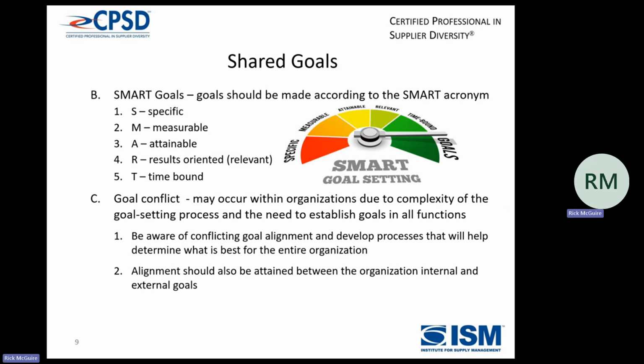Goal conflict may occur in organizations due to complexity of the goal setting process and the need to establish goals in all functions. Be aware of conflicting goal alignment and develop processes that will help determine what is best for the entire organization. And alignment should be attained between the organization, internal and external goals.